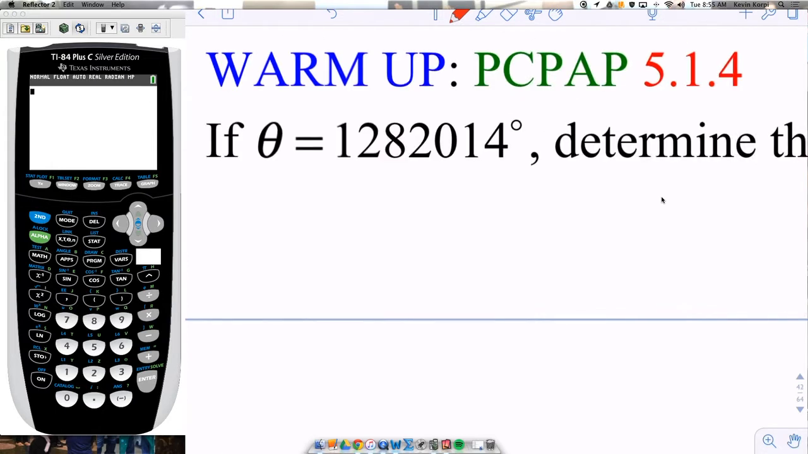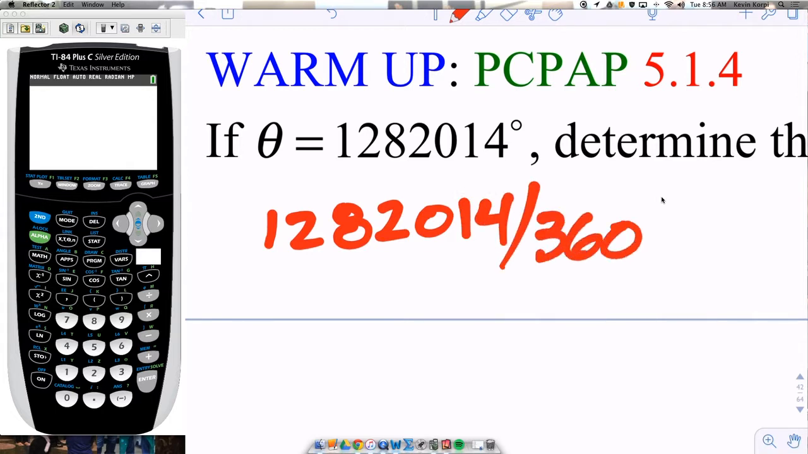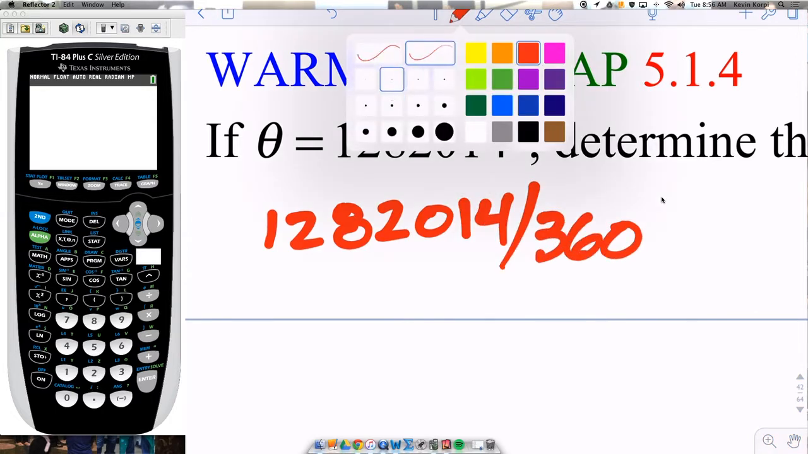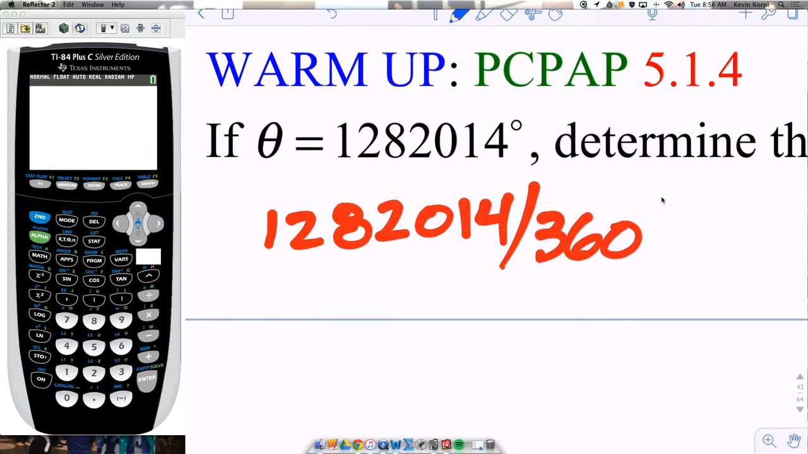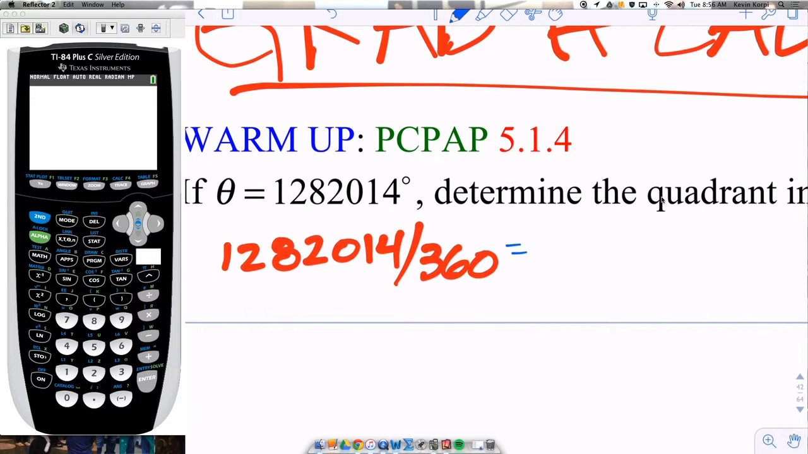What should we do first? Yeah, that's more than one full rotation. So rather than just subtract that 360, we can divide by 360. So 1282014 divided by 360, and that's writing 2 thick. So let's go smaller, and that should give us what? What information would that give us? Right, that's going to be the number of rotations.